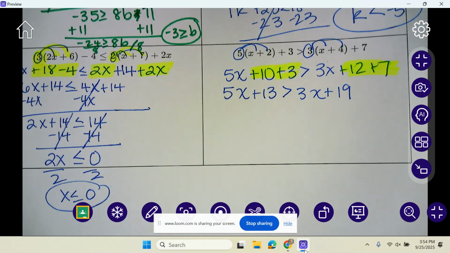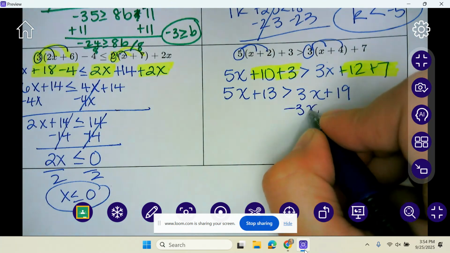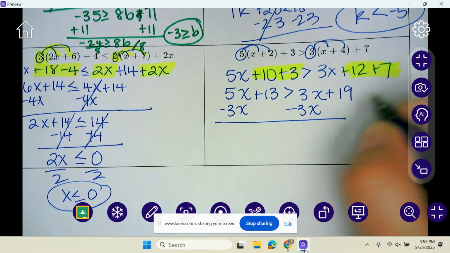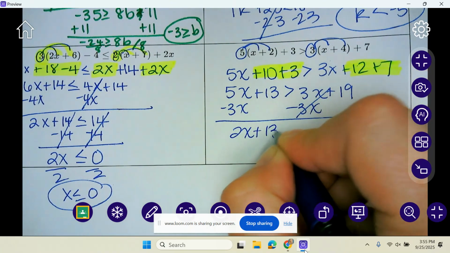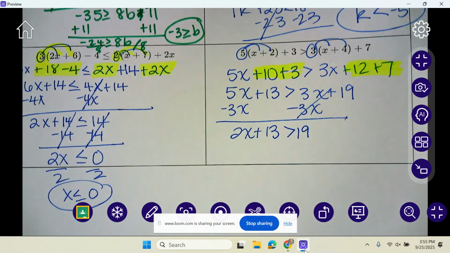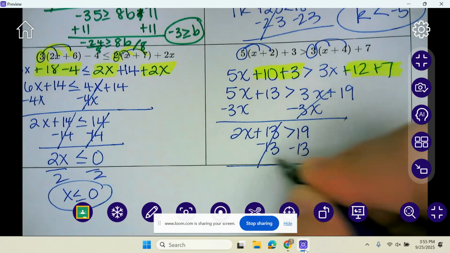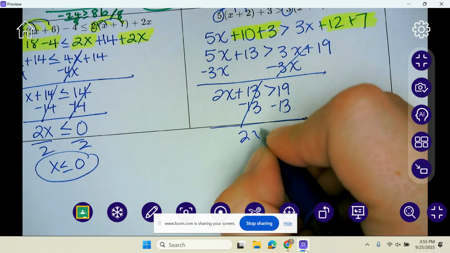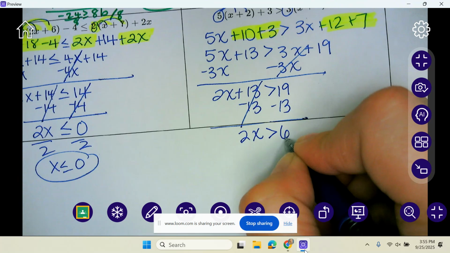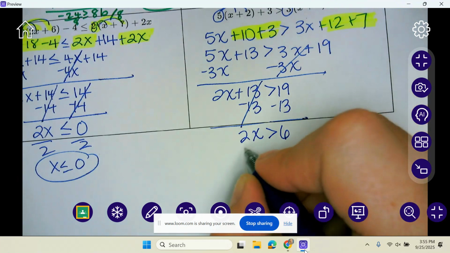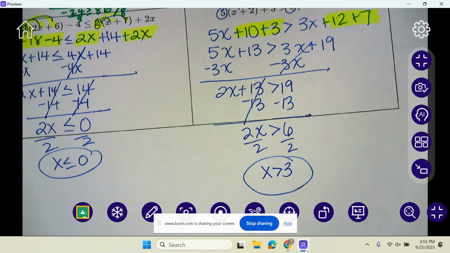Okay, so the next step is I want to move the variable, so I'm going to move the 3x. And then on this side, it cancels. And then the next step is to move the constant. Cancel. We have 2x is greater than 6. Divide by 2. X is greater than 3. And then that is your final answer.